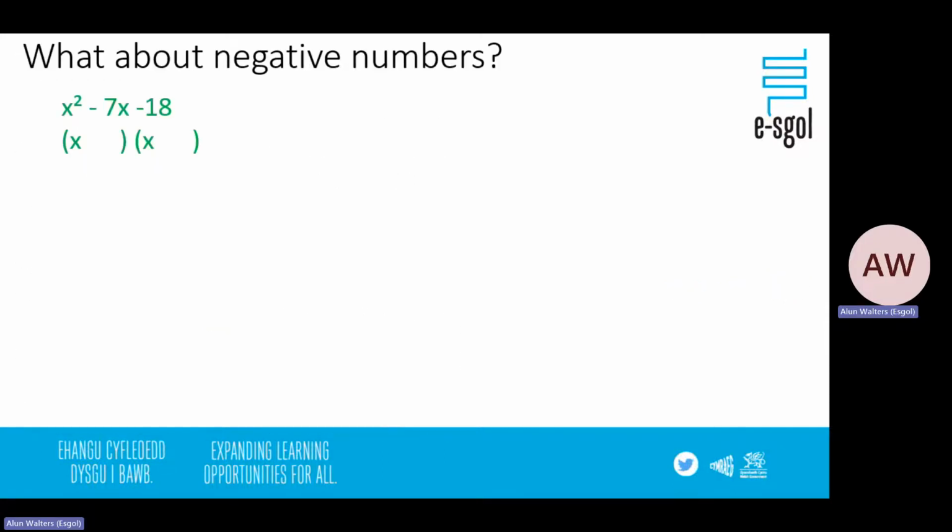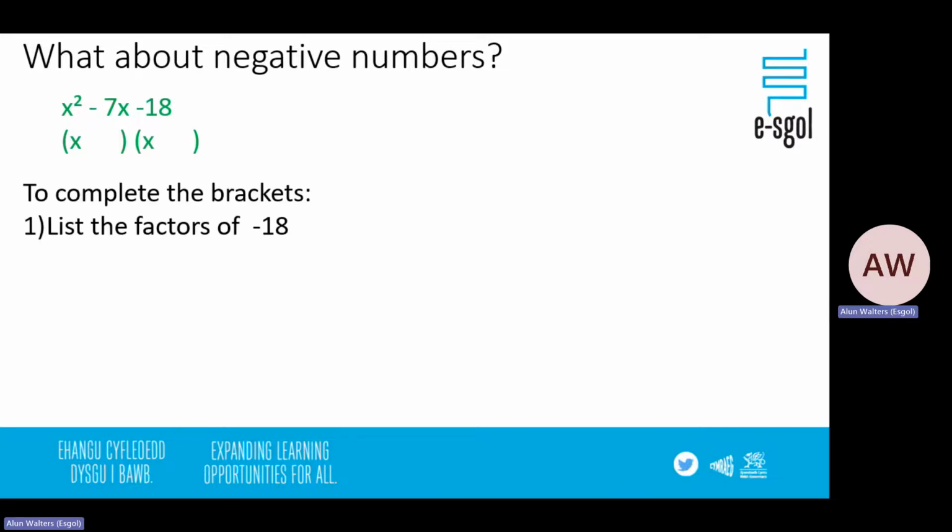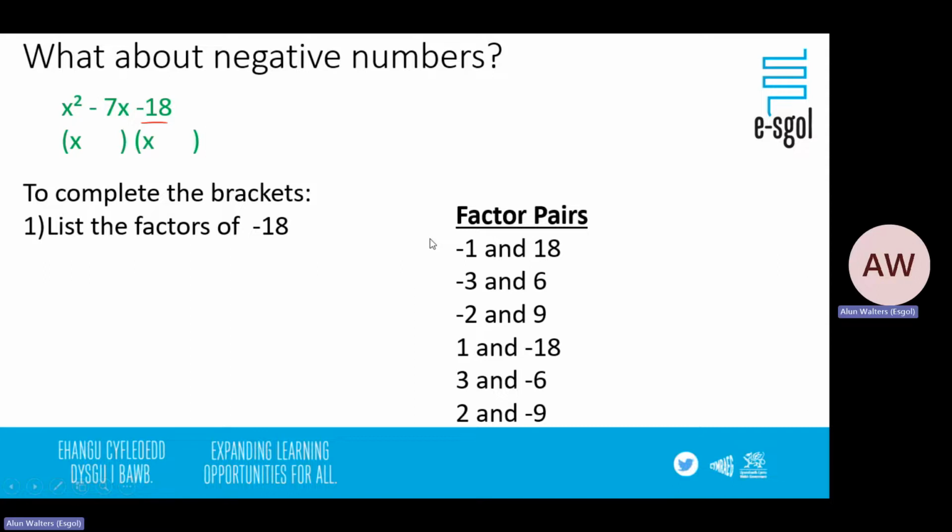Okay, what about negative numbers? Now this is what you're more likely to get. Exactly the same method, but there's something else to consider. Factor pairs of minus 18, because that is the value at the end. So I'll write them out. Now this is something to think about. Minus 1 times 18 gives you minus 18 when you multiply them. But also down here, you now need to think of plus 1 times a minus 18 gives you minus 18.